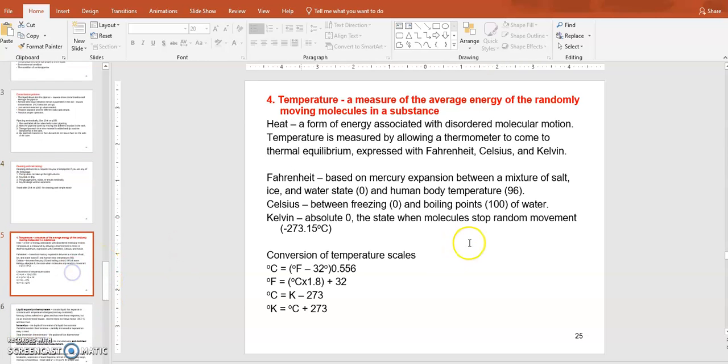Okay, let's see. And then we can talk about the temperature measurement. I'll stop right here.